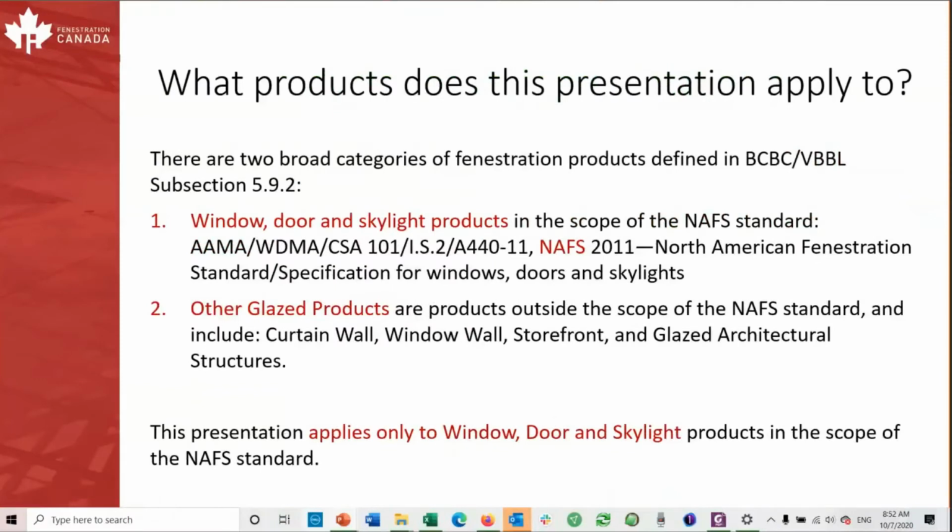We can see that there are two broad categories of fenestration products defined in the BC Building Code and the Vancouver Building Bylaw in subsection 592. One group of products is what we call window, door, and skylight products. And these are products that are in the scope of the NAFS standard. The standard with the longest name of any standard in the building code, AAMA/WDMA/CSA 101/I.S.2/A440-11. We just call it NAFS 2011 or NAFS-11, the North American Fenestration Standard.